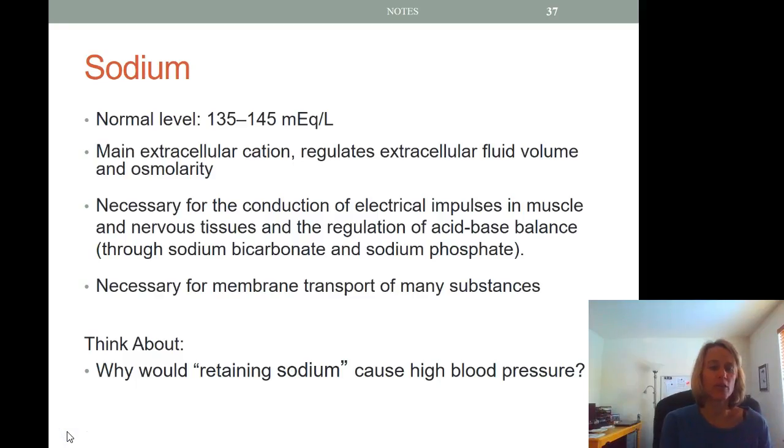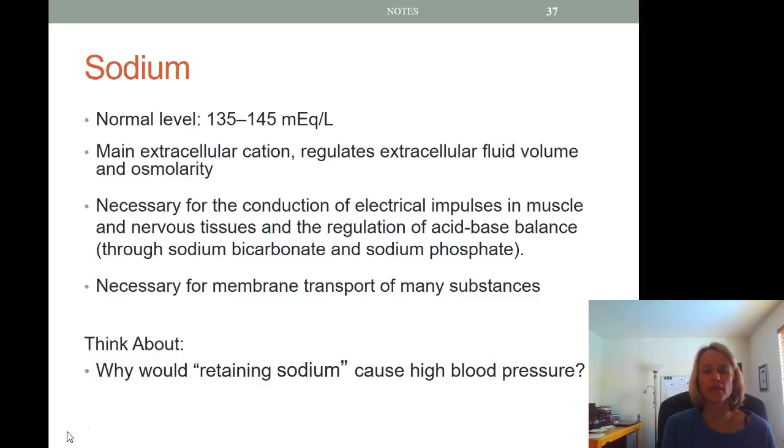Sodium. The normal blood level of sodium is 135 to 145 milliequivalents per liter. Sodium is the main extracellular cation. It's very important in regulating extracellular fluid volume and osmolarity. So remember, we saw that water follows sodium. Sodium is important for fluid movement.